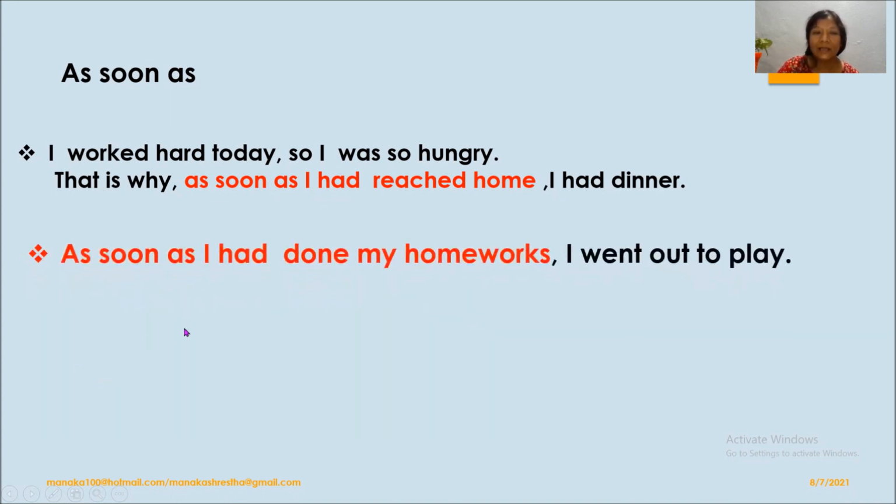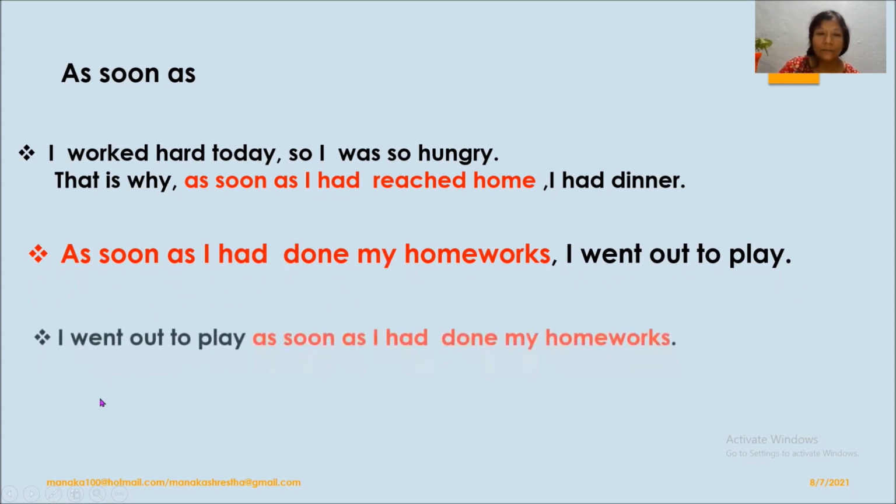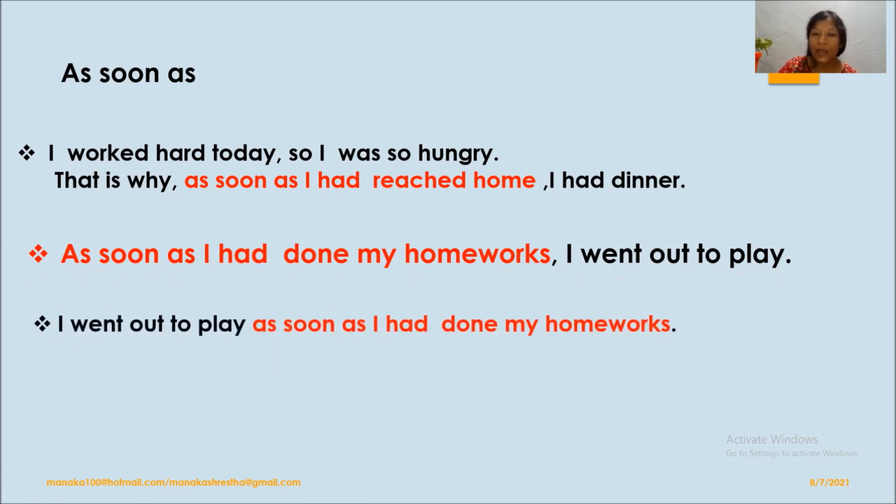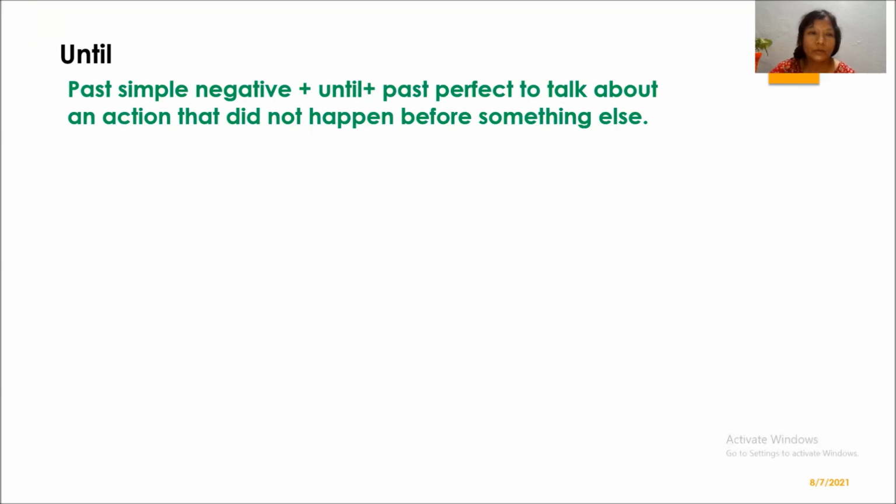Next example: as soon as I had done my homework, I went out to play. Okay, as soon as I had done my homework, I went out to play. I went out to play as soon as I had done my homework. So remember, as soon as can be in the beginning and in the middle, okay? By using until also, we use past perfect tense: past simple negative plus until plus past perfect to talk about an action that did not happen before something else, okay?